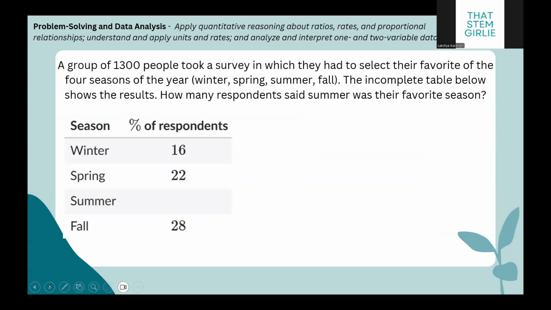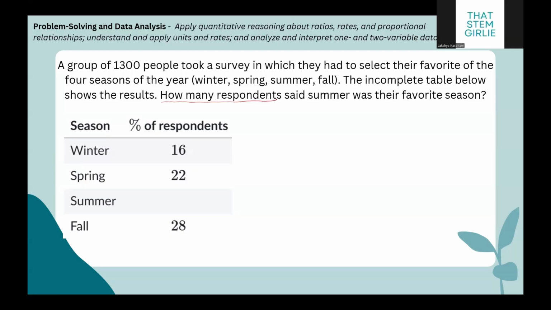The next problem says a group of 1,300 people took a survey in which they had to select their favorite of the 4 seasons of the year: winter, spring, summer, and fall. So the incomplete table below shows the results of the survey. It wants you to find how many respondents said that summer was their favorite season. I believe you will have to make an edit to the worksheet if you're following along with that. I think it asked for the percent, but we actually want to find the number of respondents, not the percent of respondents that said that summer was their favorite season.